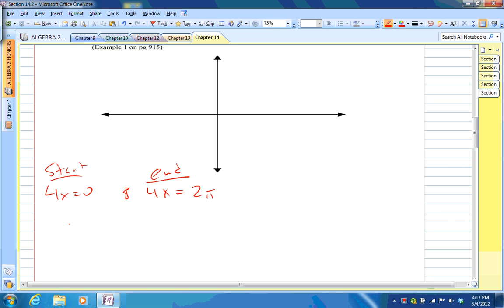So this will help take care of the change in period and if there's any horizontal shift. So of course here x equals 0 and here x equals pi over 2. So what that means is that I'm going to start at 0, I'm going to end at pi over 2. Also that means that the points in the middle will be pi over 8, pi over 4, and 3 pi over 8 because we need 4 equal intervals.